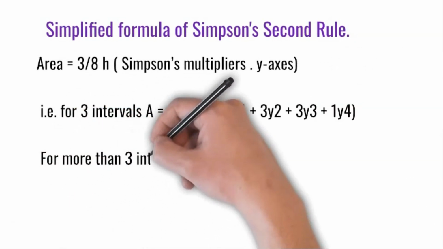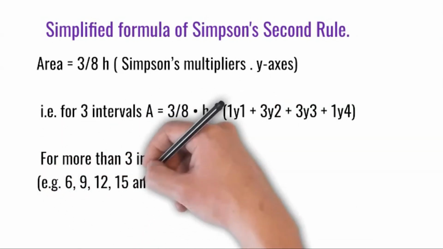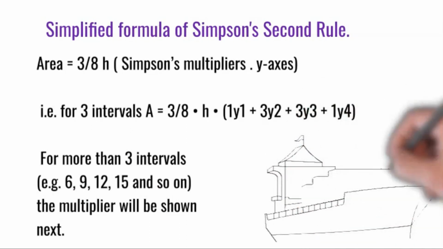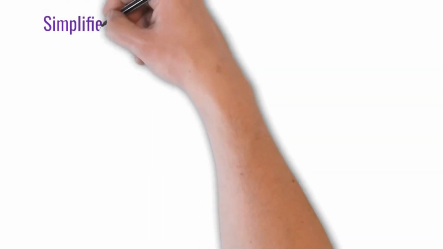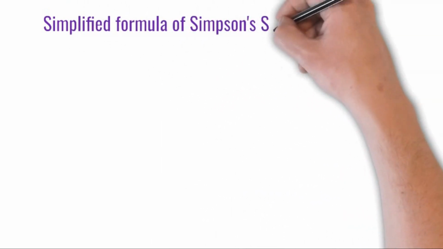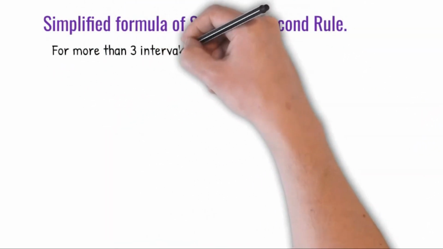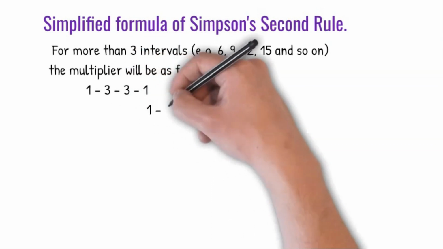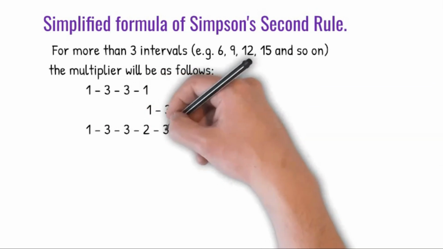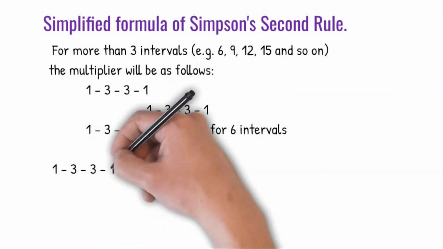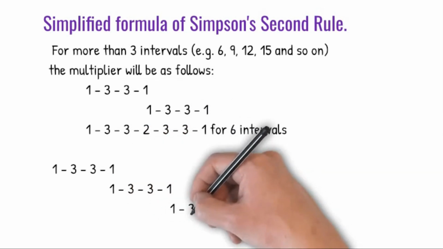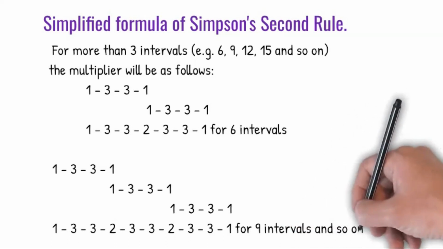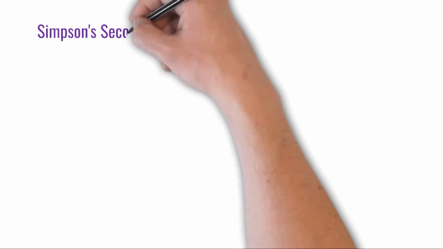For more than 3 intervals, for example, 6, 9, 12, 15, and so on, the multipliers will be as follows. 1, 3, 3, 2, 3, 3, 1 for 6 intervals, and 1, 3, 3, 2, 3, 3, 2, 3, 3, 1 for 9 intervals, and so on. These are the multipliers for Simpson's second rule.